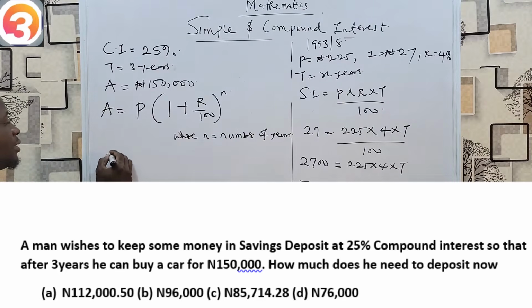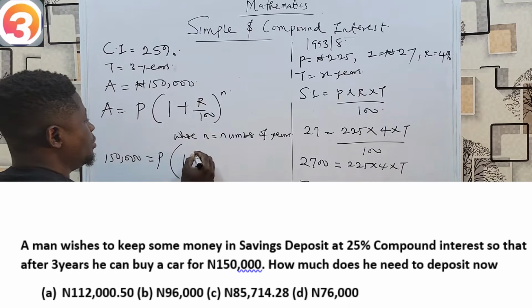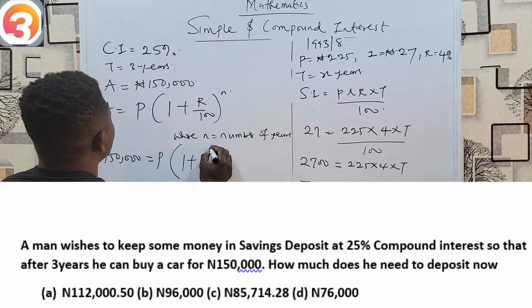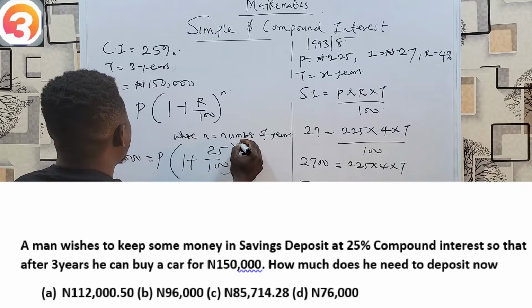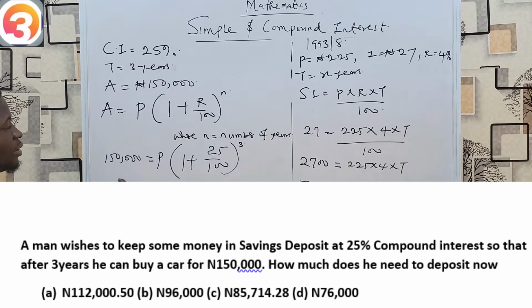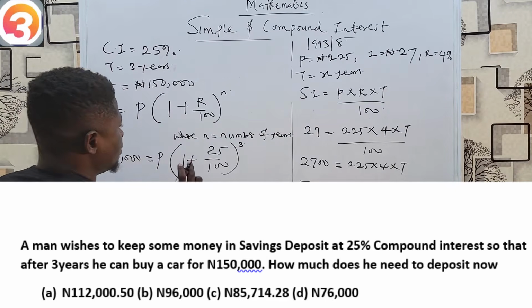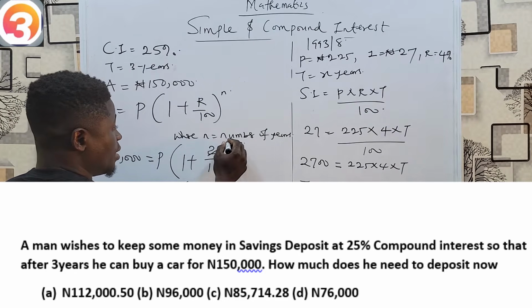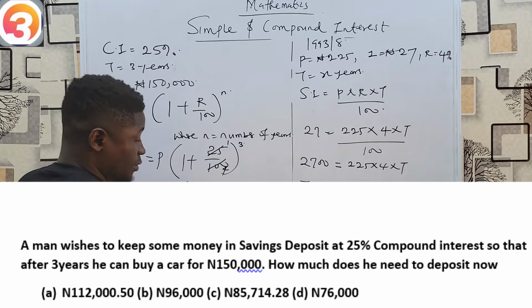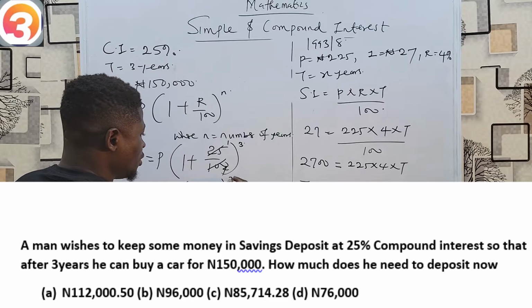All right, let's go. So the amount now, 150,000, is equal to what now? What is the principal? Which we don't know. 1 plus what is the rate? 25%, 25 over 100, all this to the power n, number of years, 3. So 150,000 is equal to P into bracket. Now let's just quickly do this. 25 over 100, 25 here is 1, 100 here is 4, right? So I'm going to have 1 plus 1 over 4.